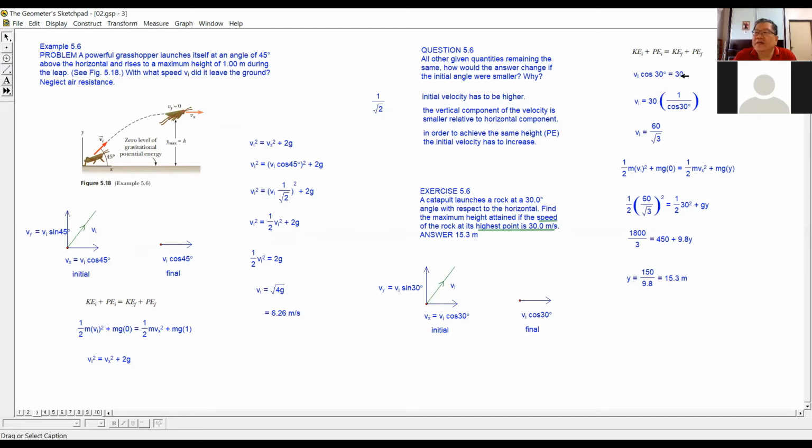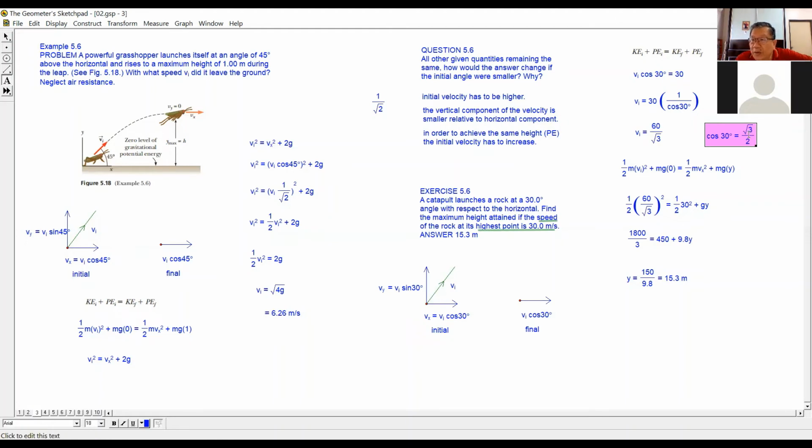So initial velocity, you just take 30 divided by cos 30. Cos 30 is actually, no, it's not 1 over root 3, it's root 3 over 2, sorry. Root 3 over 2, yes. Okay. Cos 30, the trigonometric ratio, cos 30 is actually root 3 over 2.